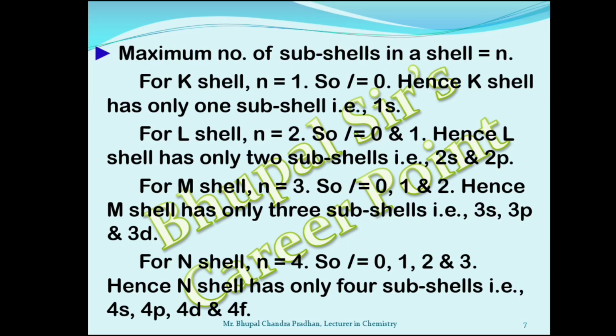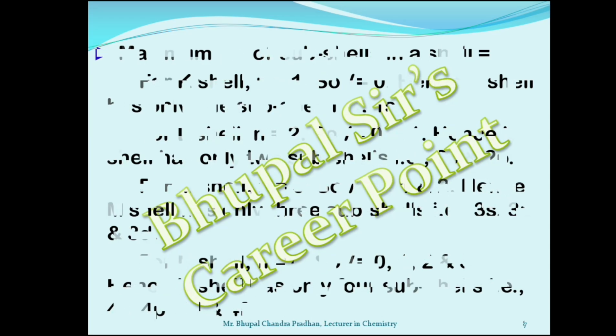For N cell, n is equal to 4. So l is equal to 0 to n minus 1, means 0 to 3. It is 0, 1, 2, 3. It is 4 values. Hence, N cell has only 4 subcells, that is 4s, 4p, 4d, and 4f.